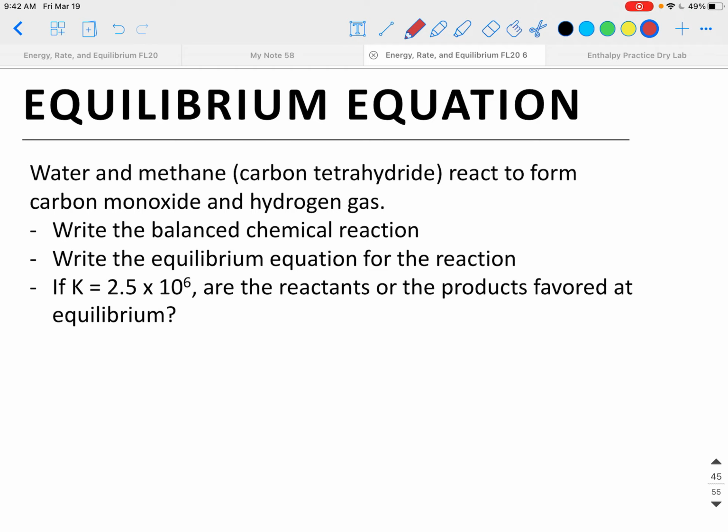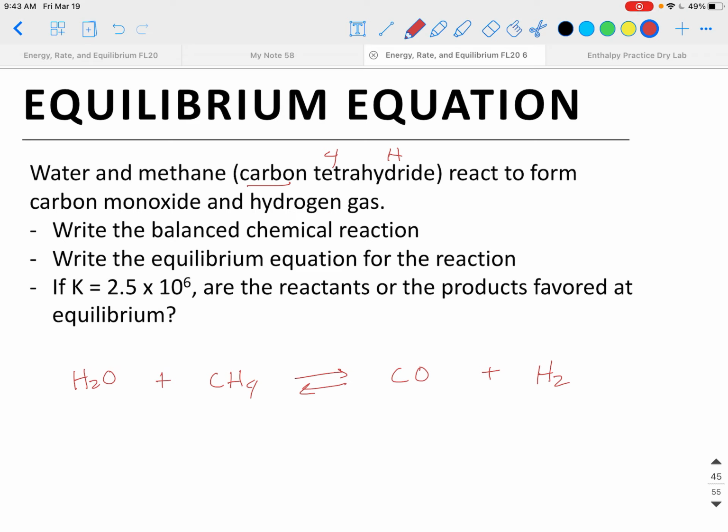Write the balanced chemical reaction. So we got water. We know what water is, H2O. Methane, which is carbon, tetra is the prefix for 4, hydride is 4 hydrogens. So that's plus CH4. And this is a reversible reaction because we have an equilibrium here. That's going to make carbon monoxide, CO, and hydrogen gas, which is a diatomic.